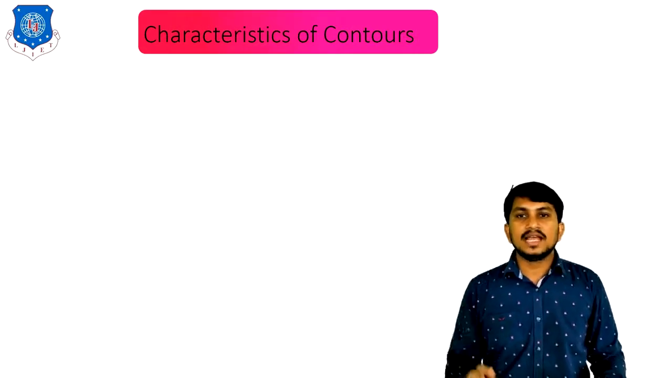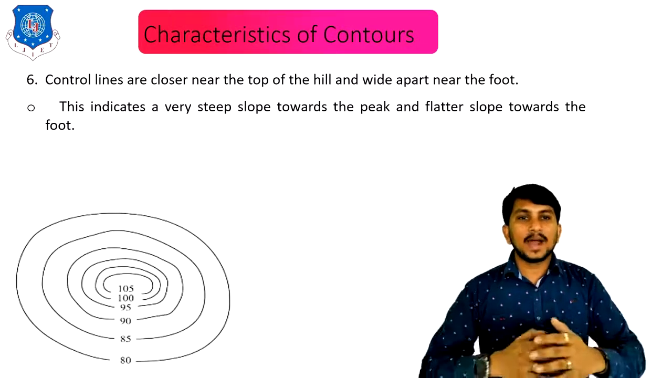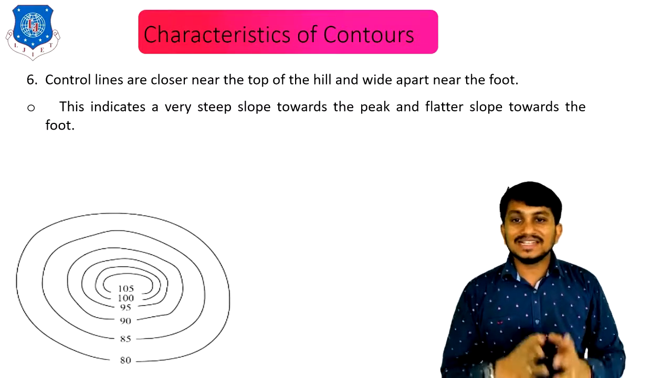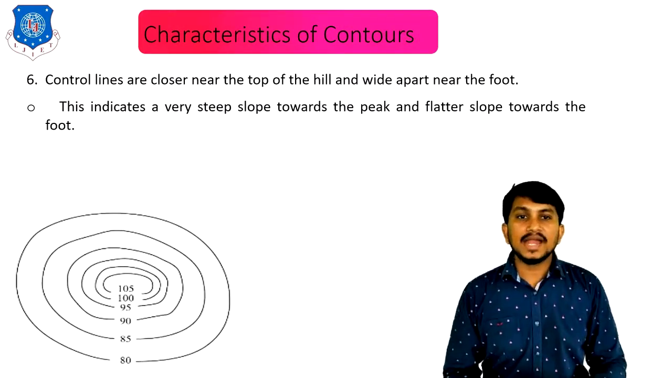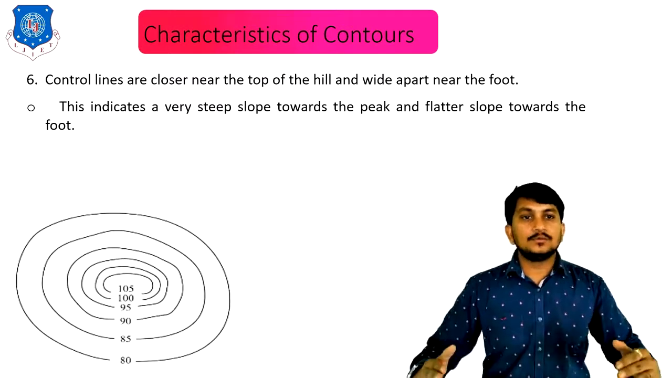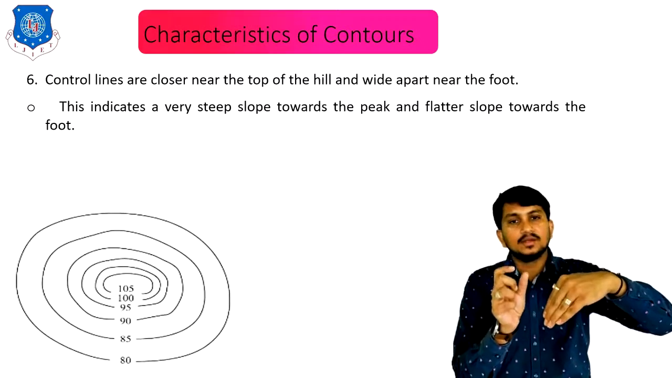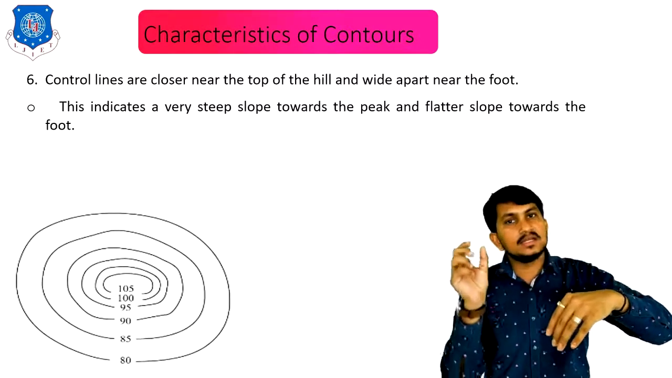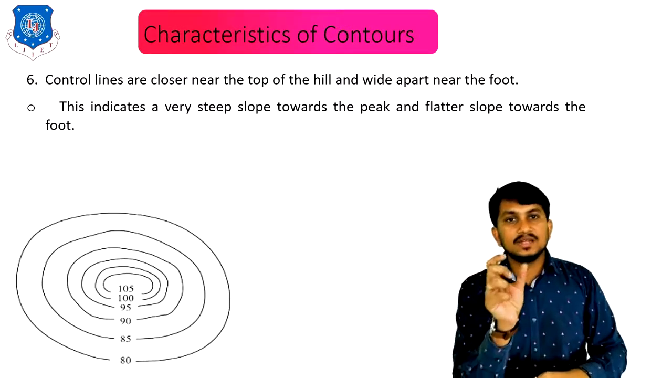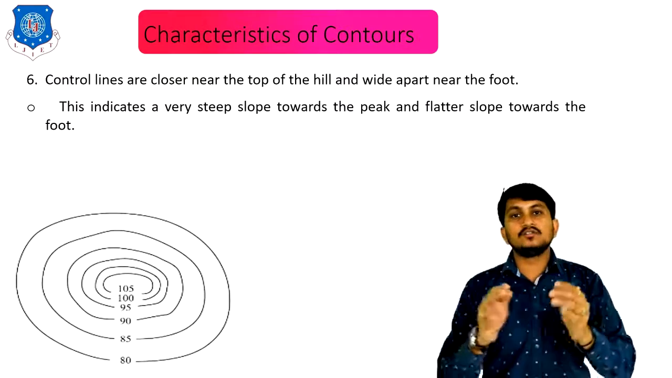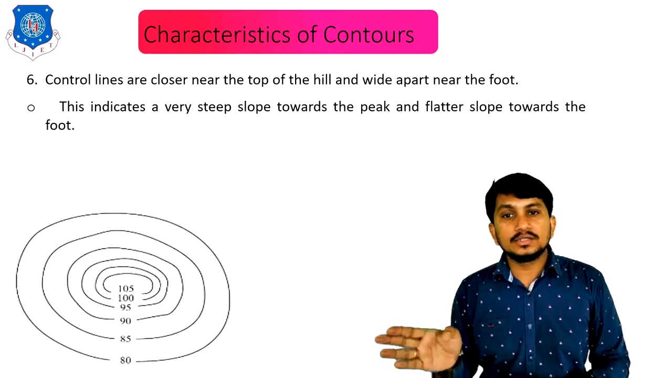Next, contour lines are closer near the top of the hill and wide apart near the foot. This indicates a very steep slope towards the peak of the hill and a flat slope towards the foot of the hill. Where there is a steep slope, the horizontal equivalent is less. We have just discussed the term horizontal equivalent. Where there is a steep slope, the horizontal equivalent will be less. Where there is a flat slope, the horizontal equivalent will be more. So that principle is applied to draw the contour lines.